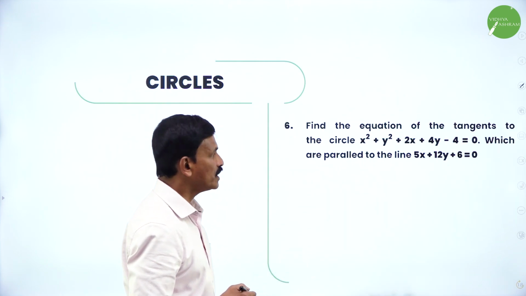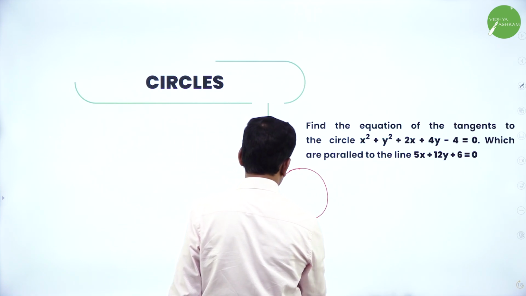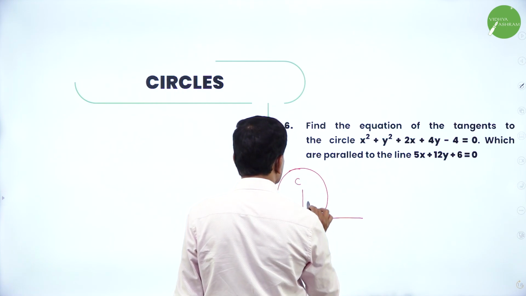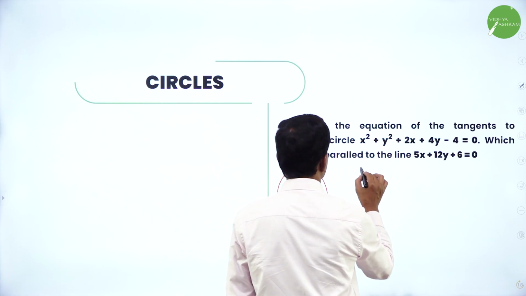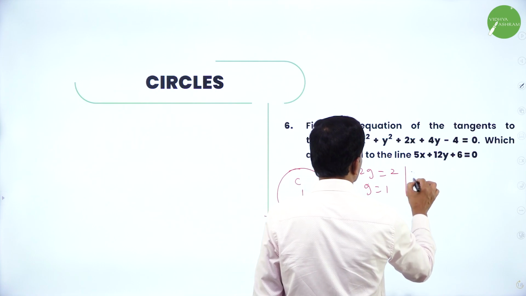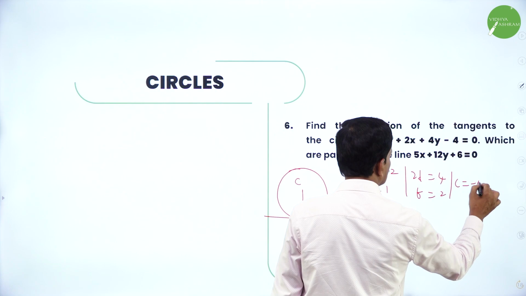Now, what is to find the equation? This is the circle, this is the tangent to the circle, and the radius and the center. Just find out the center and radius for the given circle. So, 2g is equal to 2, g is equal to 1, 2f is equal to 4, f is equal to 2, and c is equal to minus 4.